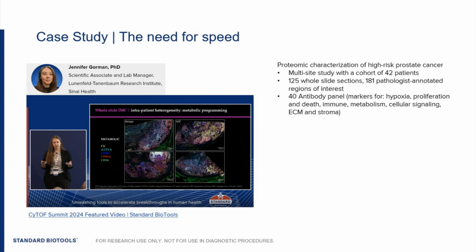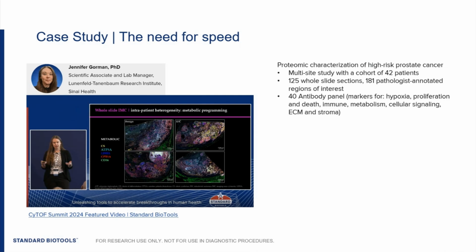But what Jennifer Gorman sought to do was characterize a cohort of 42 patients with high-risk prostate cancer. And her team wanted to find proteomic differences between Gleason pattern 4 and Gleason pattern 5 histologies. A Gleason score is a grading system specific to prostate cancer. So then they wanted to assess the proteomic features in relation to the clinical measures and the outcomes for the patients.